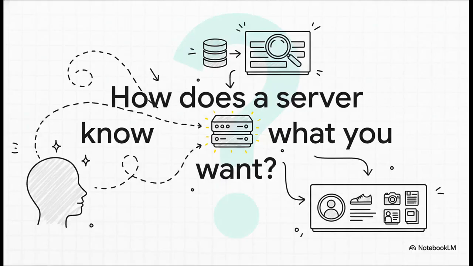I mean, it really does seem like magic, right? You ask for a specific user's profile, and boom, there it is. You search for a product, and the search results just appear. So how does the server sort through all of this chaos? Well, that's exactly the problem that routing is built to solve.